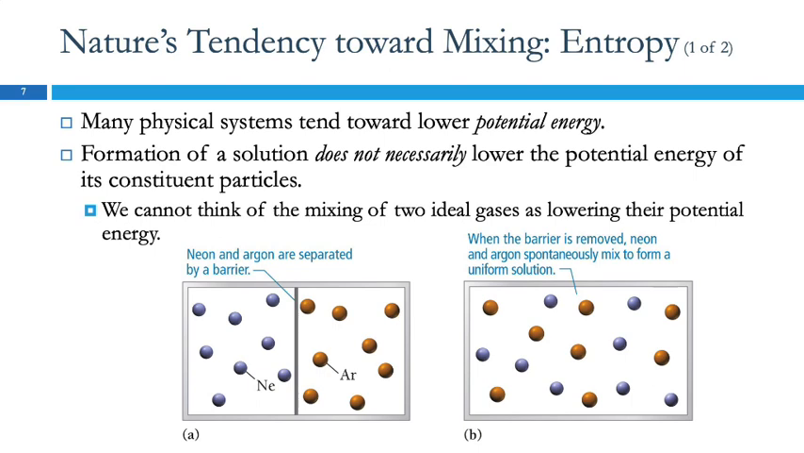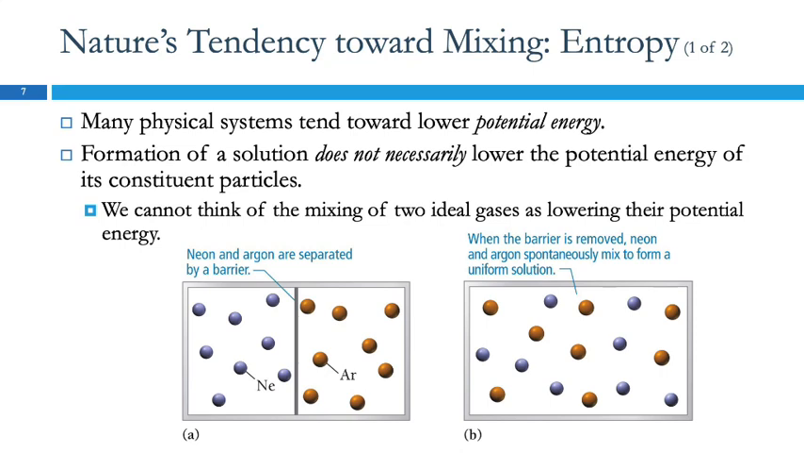So we know that many physical systems tend towards lower potential energy. This is why a ball rolls down a hill and not up, because as it goes down, its potential energy is decreasing, and that is a spontaneous thing. If we think about the formation of a solution, this is not necessarily lowering or changing the potential energy in any way. Here we're looking at a tank with a separation in the middle. We've got argon gas on one side and neon gas on the other side. And if we remove that barrier, those gases are going to mix.